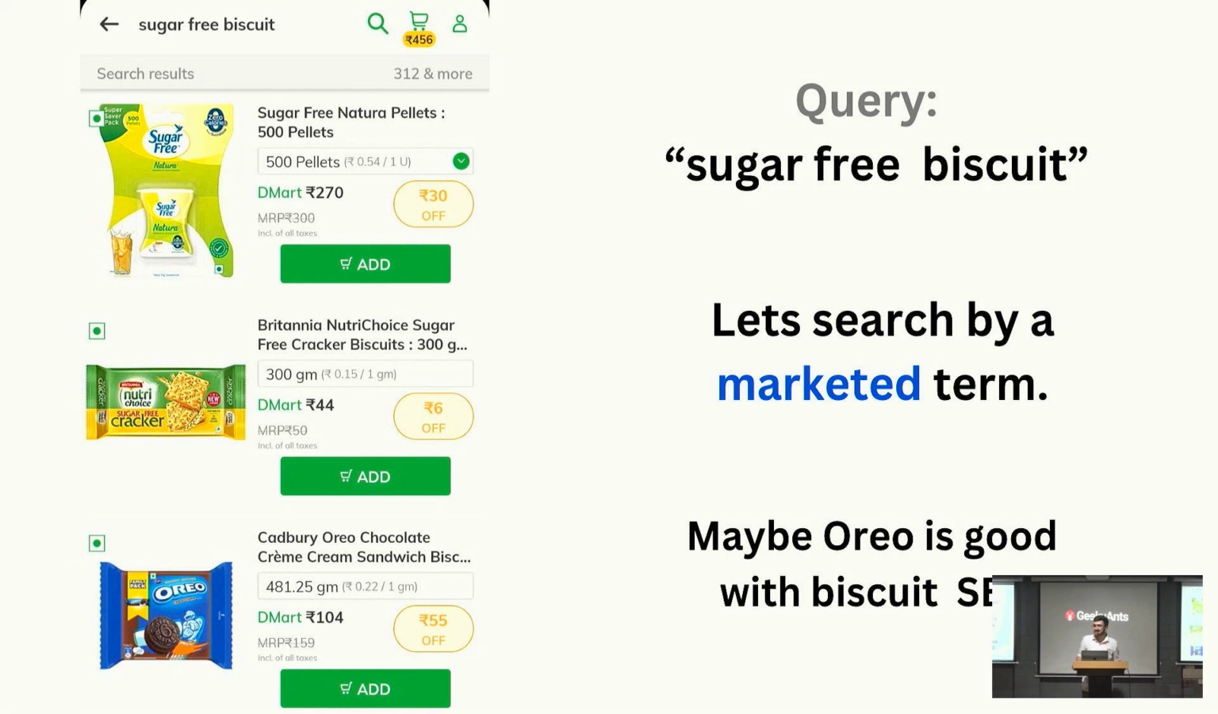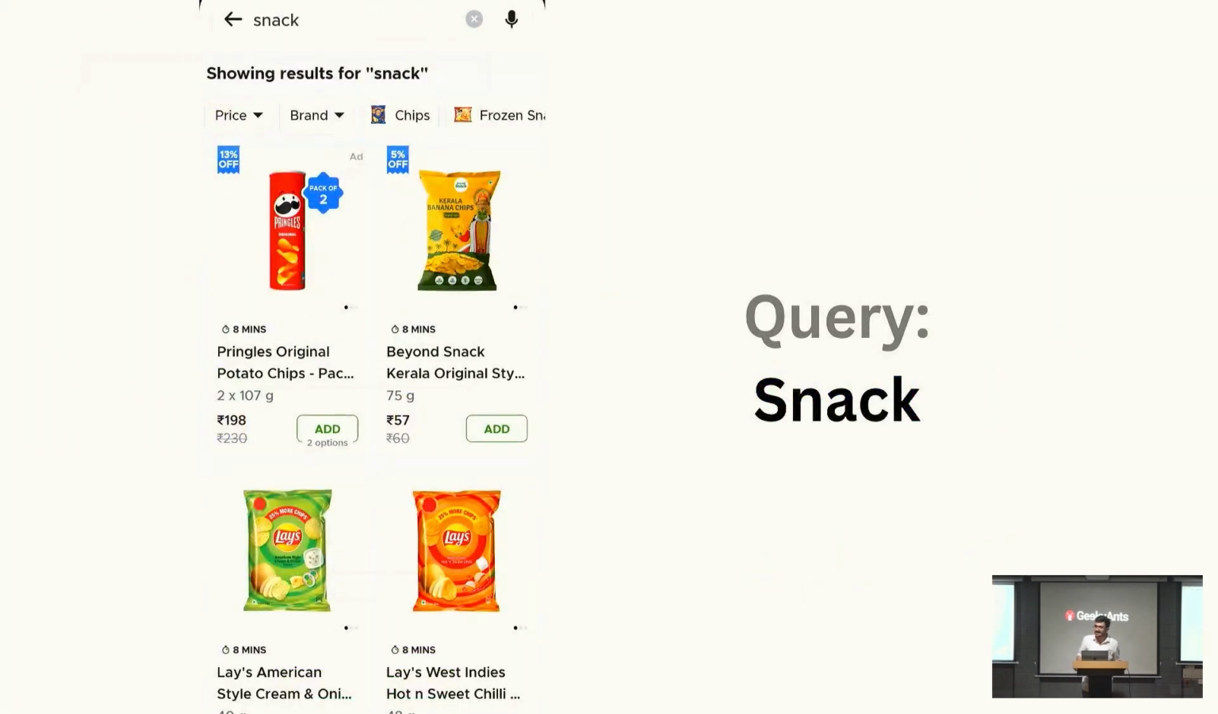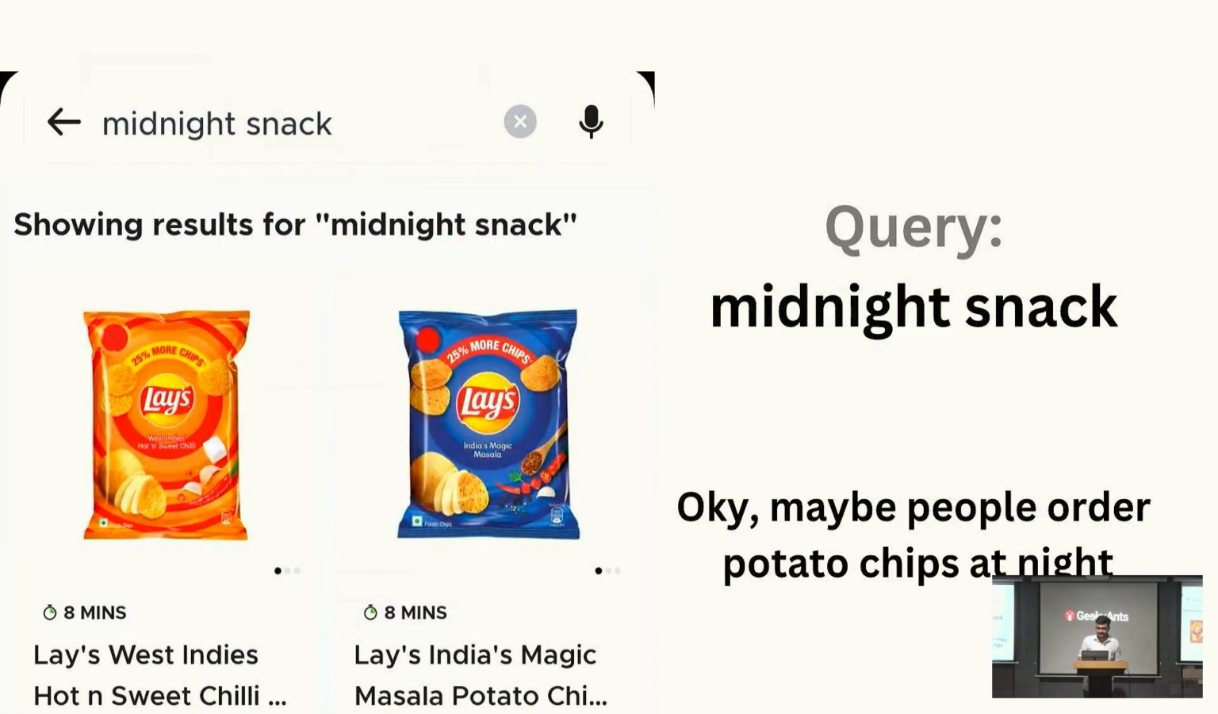I'll show one more example where a product is good at category marketing of snacks. When I search for snacks, we have chips, potato chips and banana chips, which is good. This is a normal 10-minute delivery application, and it actually is very good at context search. But I'll show you an issue. When you search for midnight snacks, we have 2 products.